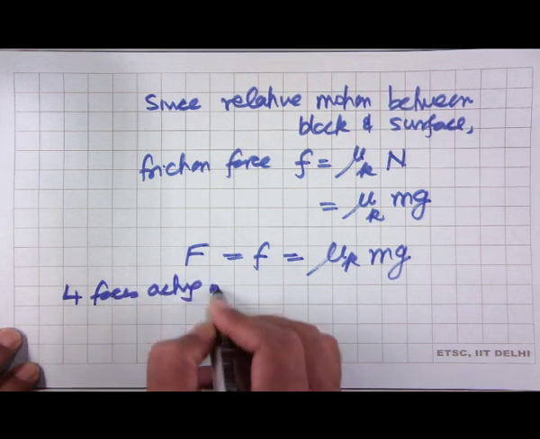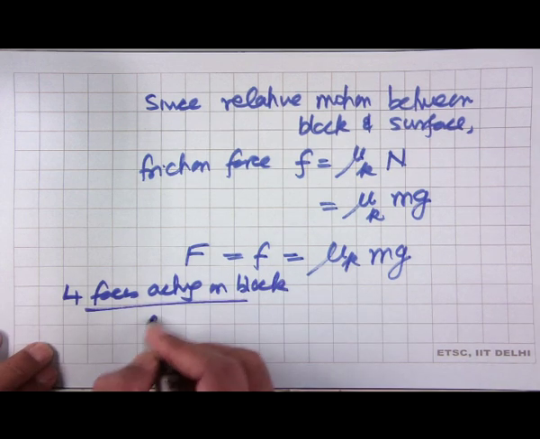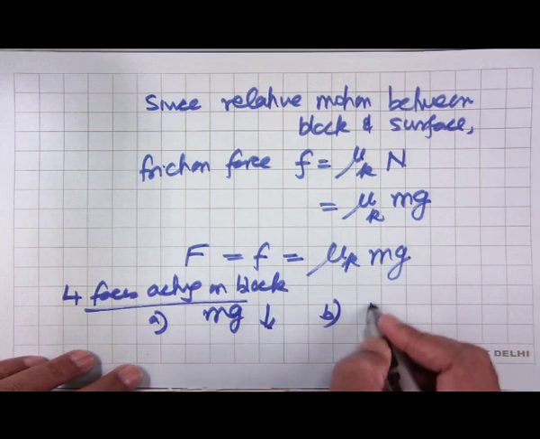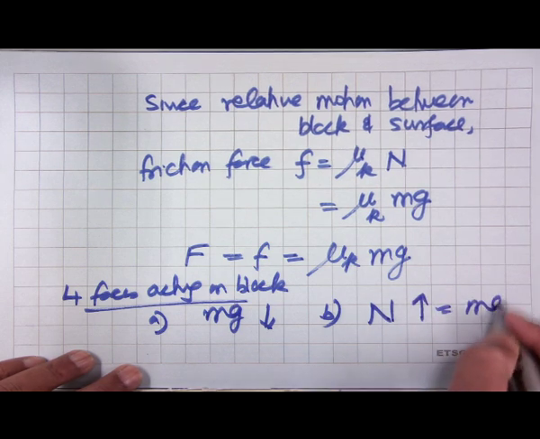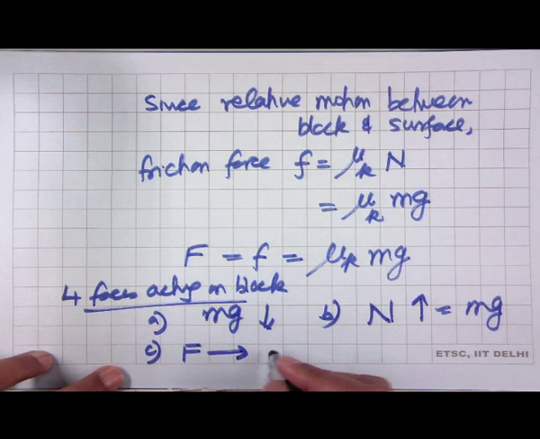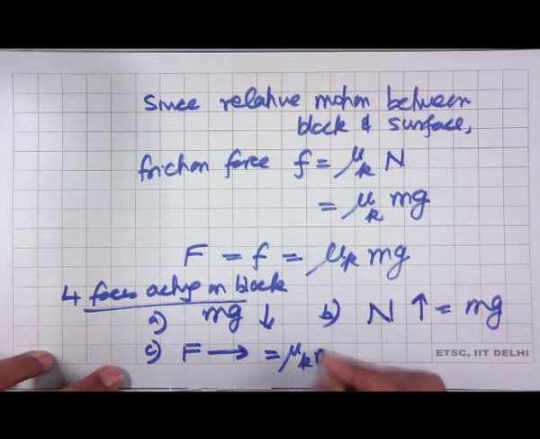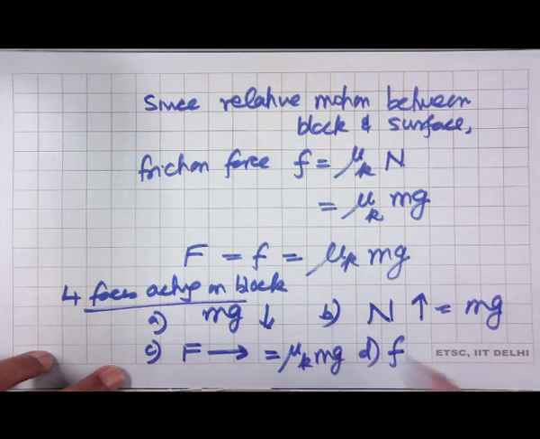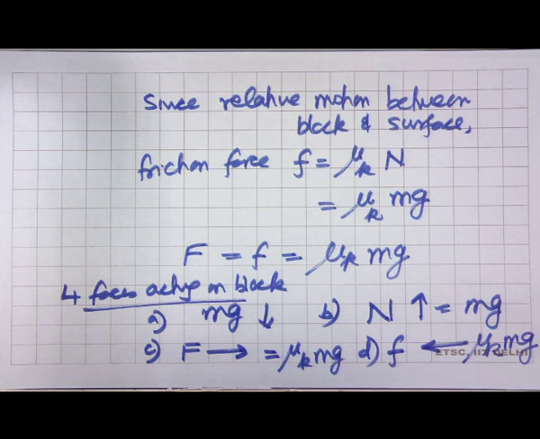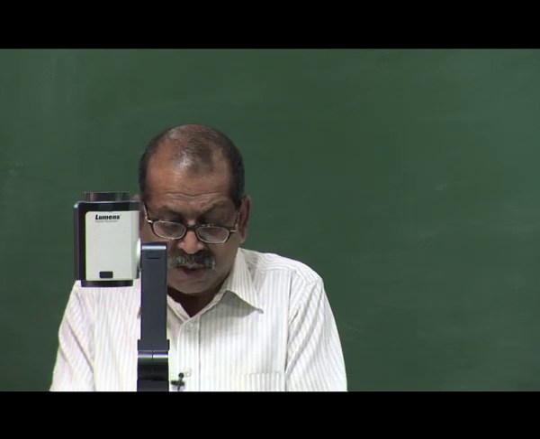So, that means totally we have 4 forces acting on the block. Let us list all of them. A, mg, which is acting downwards. B, the normal reaction, which is acting upwards and is equal to mg. C, the force F, which is applied in the forward direction and is equal to mu k times mg. And fourth, f, the force of friction, which is acting in the minus x direction and is equal to mu k times mg. So, we have these 4 forces acting on the block. Now, we have to find the work done by each of these 4 forces. So, this is part A of the problem.